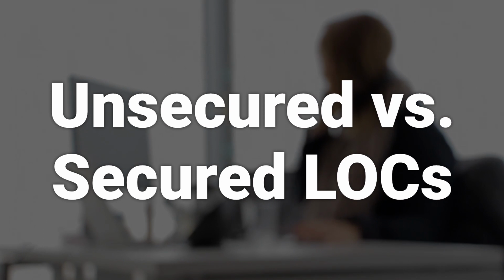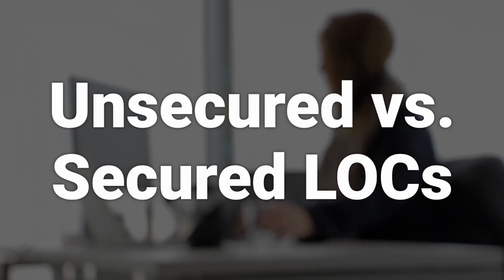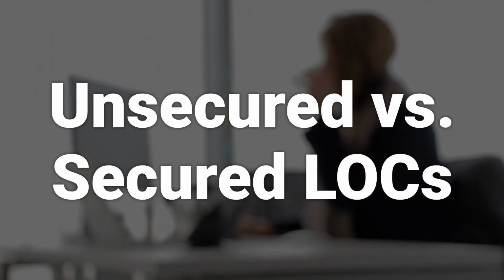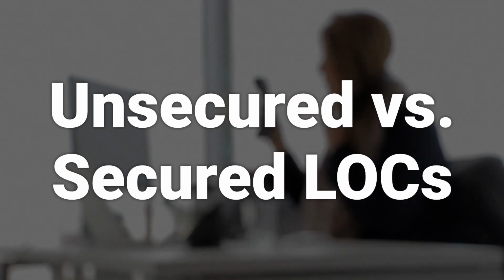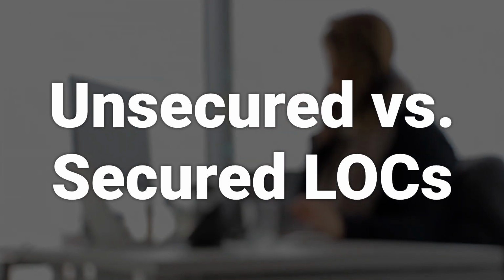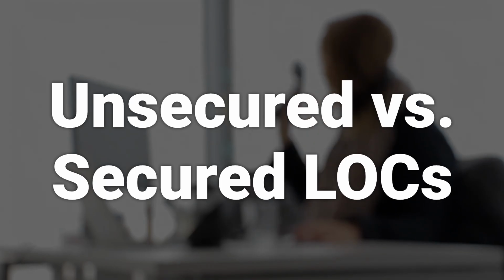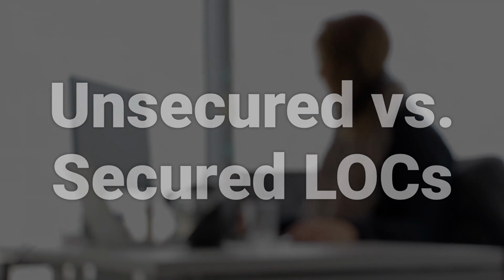Most LOCs are unsecured, meaning you don't need to pledge any collateral. One exception is a home equity line of credit, which is secured by the equity in your home. Secured LOCs generally have higher maximum credit limits and lower interest rates than unsecured LOCs. On the other hand, unsecured LOCs are more difficult to obtain and often come with higher interest rates to compensate for the risk.